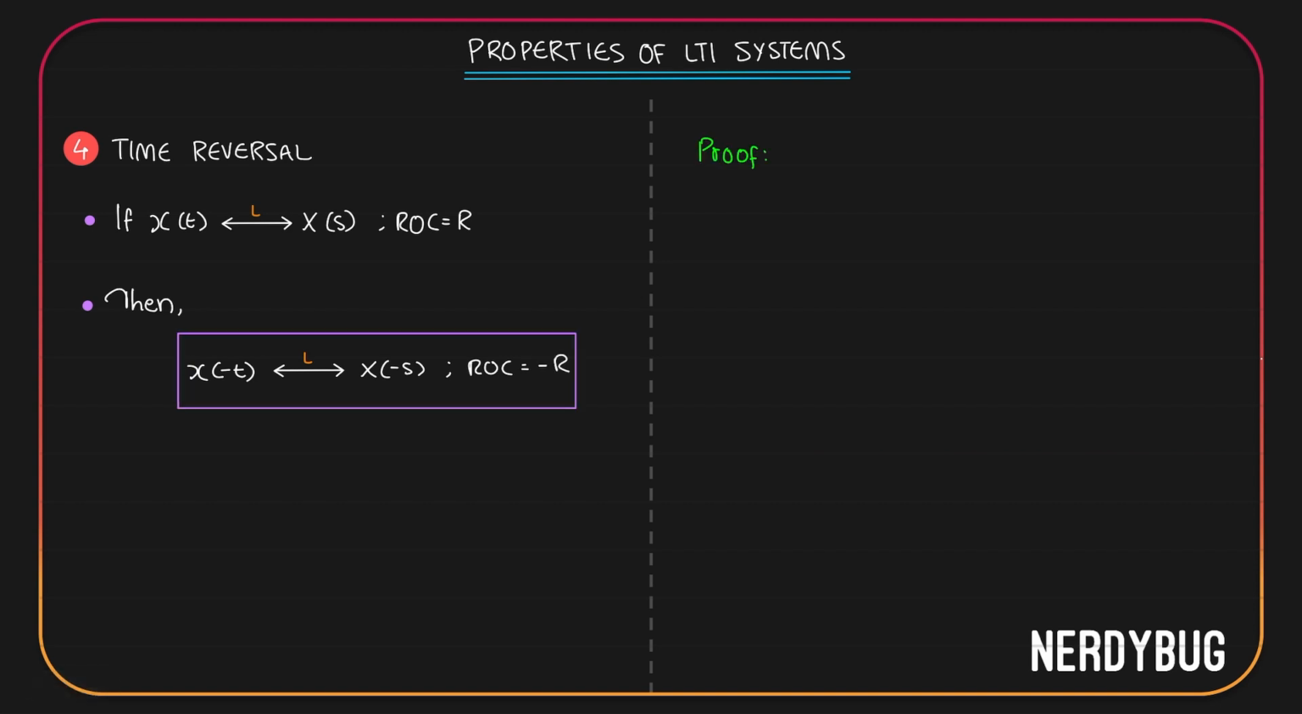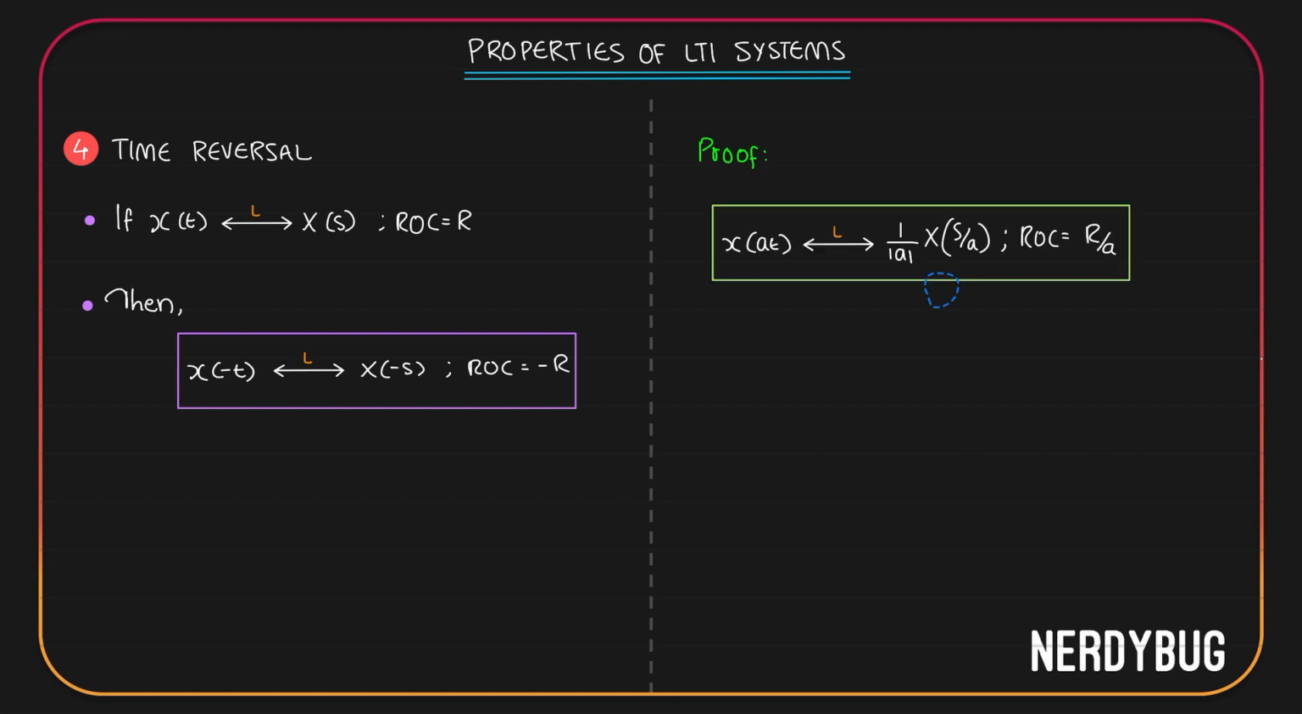This is actually just a special case of the time scaling property where the scaling factor is minus 1. According to the time scaling property, Laplace transform of x of at is 1 by magnitude of a, x of s by a, and ROC is R by a. If you put a is equal to minus 1, you get the Laplace transform of x of minus t is 1 by magnitude of minus 1, x of s by minus 1 is minus s, and ROC will be R by minus 1, that is minus R.